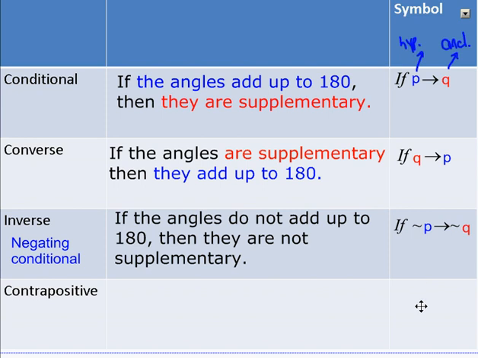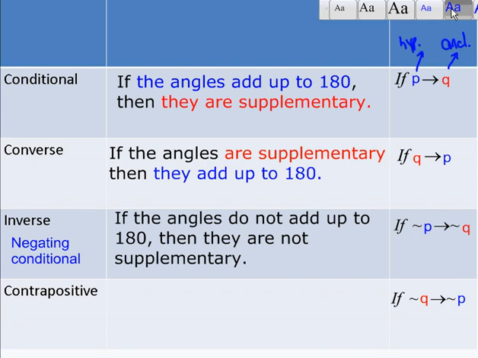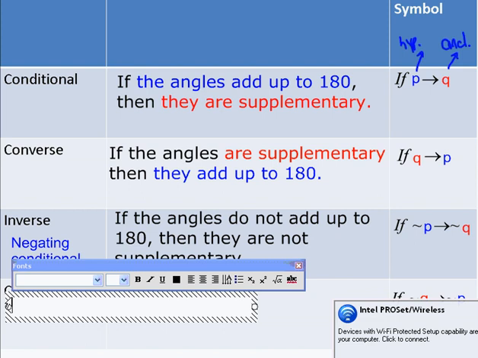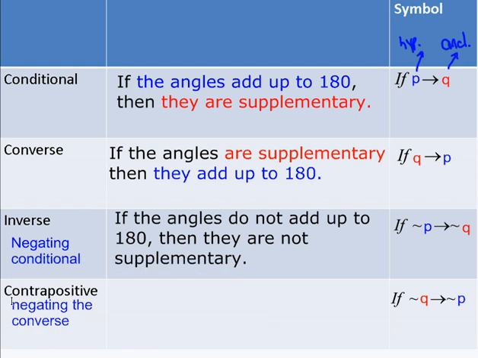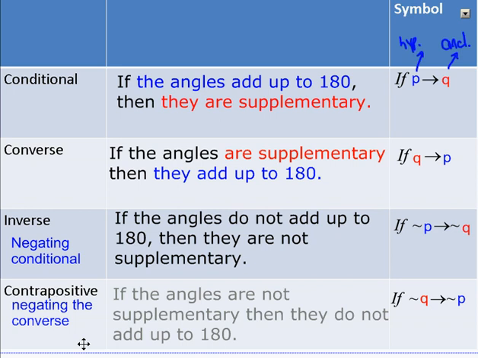The contrapositive, here is the symbol. It says, if not Q, then not P. So you could think of the contrapositive as negating the converse. So let's go ahead and do that. The converse is: if the angles are supplementary, then they add up to 180. So the contrapositive is: if the angles are not supplementary, then they do not add up to 180.